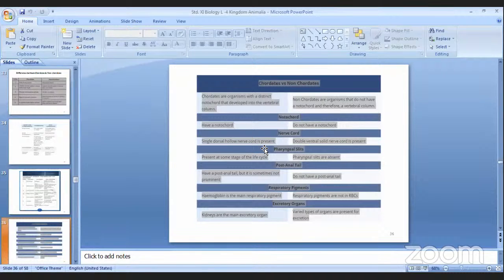Clear? Now here the presence and absence of post-anal tail, then whether pharyngeal gill slits are there or not, then respiratory pigments. What is the respiratory pigment, student? Which is that? Hemoglobin, right? Then excretory organs, how they are present. Kidneys are the main excretory organs, whereas here various types of organs are present for excretion. So this is the overall view between chordates and non-chordates. So it is mentioned as chordates versus non-chordates.